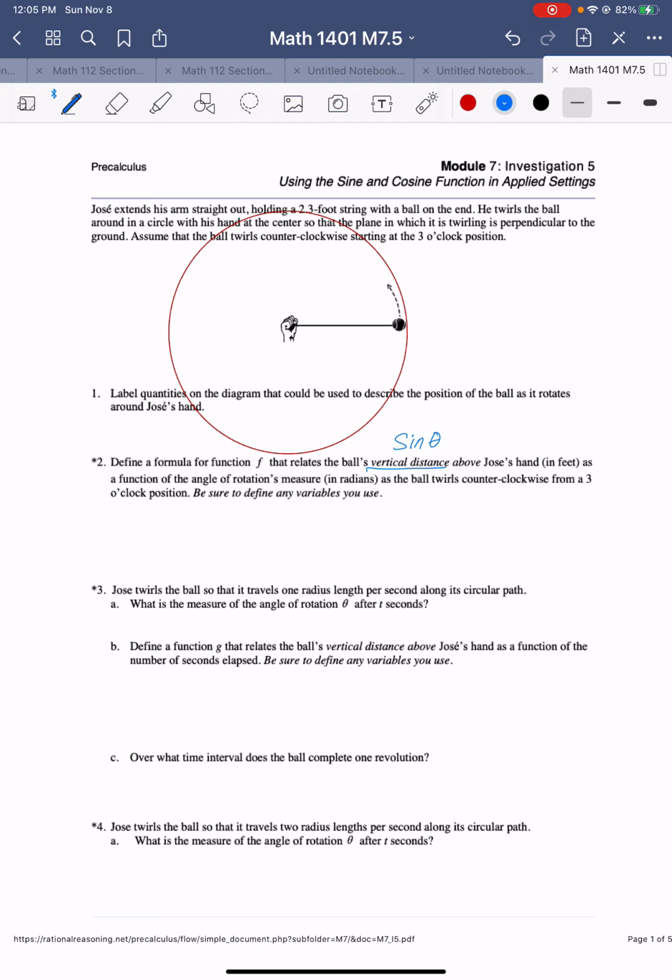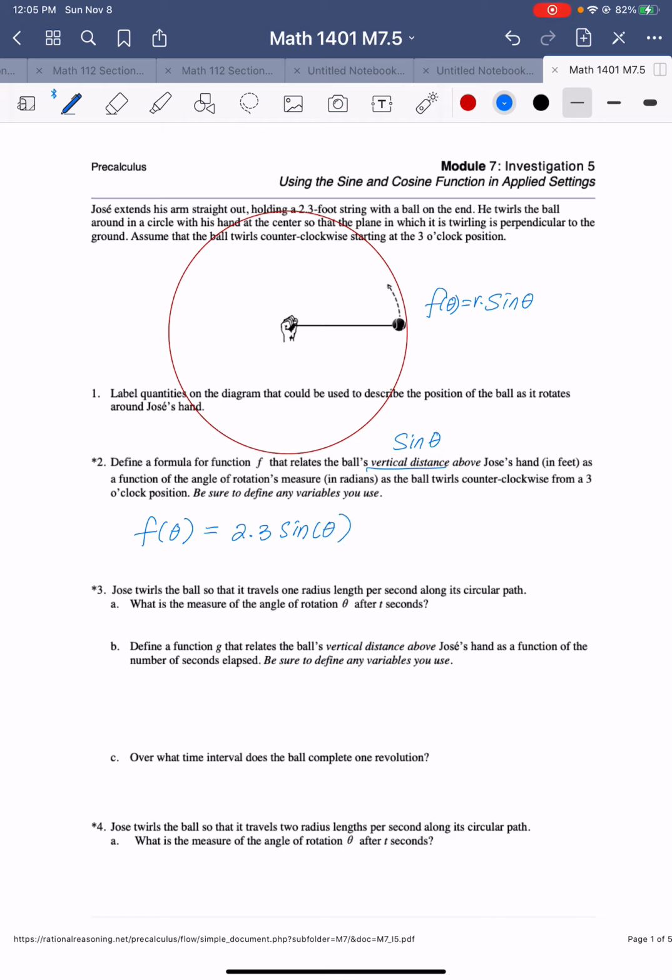So function f is a function of theta. The sine theta as a function is going to be r times sine theta. You always have the radius, which gives the change of the value of y, but the angle stays the same. This time r is the string, the length of the string, so 2.3 sine theta.